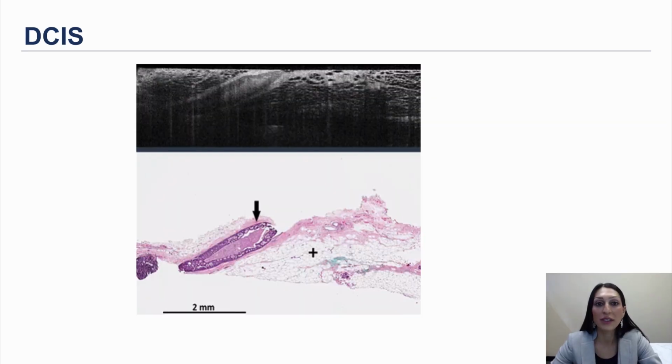Now let's move on to suspicious findings within the breast tissue. Here we can see that the duct is dilated and that it has a substantial amount of non-homogeneous content within it, which is abnormal. These findings are highly suggestive of DCIS present at the margin, and this would prompt us to re-excise this particular margin.